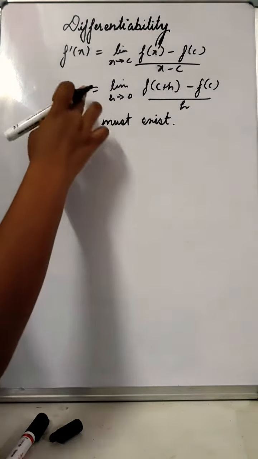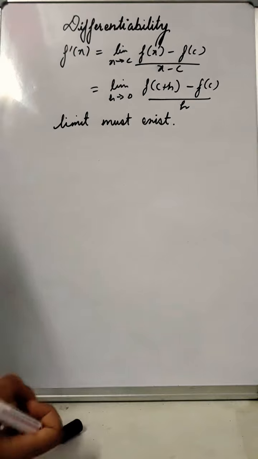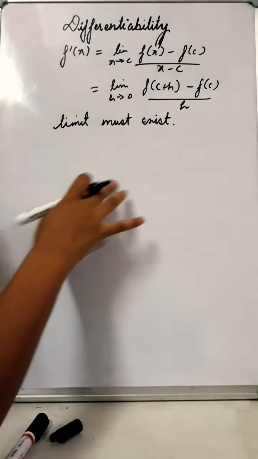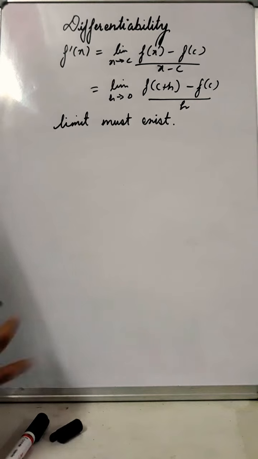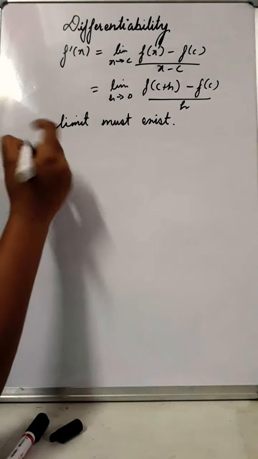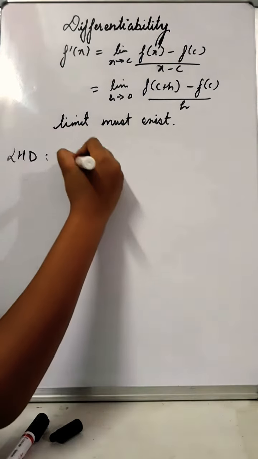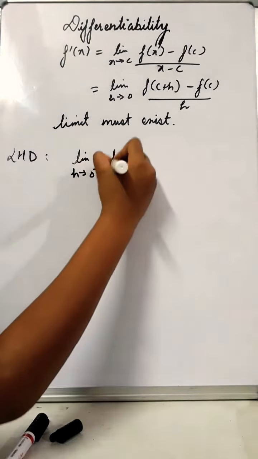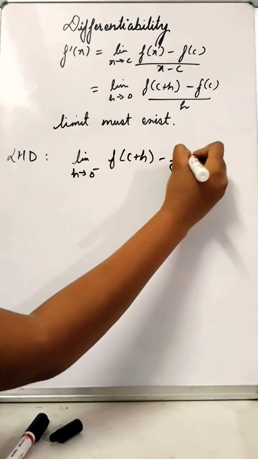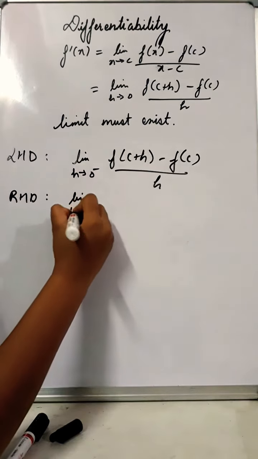Now since you are given that the limit must exist, what happens when the limit does not exist? In that case you would say that your function is not differentiable, the function is not derivable, if the limit does not exist. Now for this we will bring into play the concepts of left hand derivative and right hand derivative. The left hand derivative of any differentiable function is limit h tends to 0 minus, f of C plus h minus f of C whole upon h, and the right hand derivative is limit h tends to 0 plus.